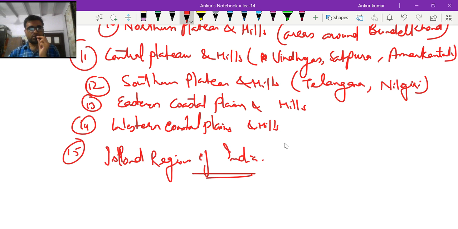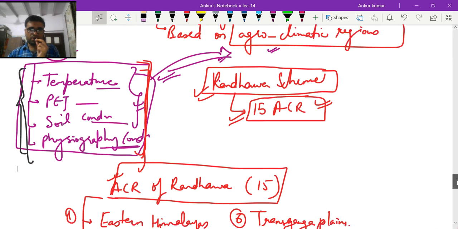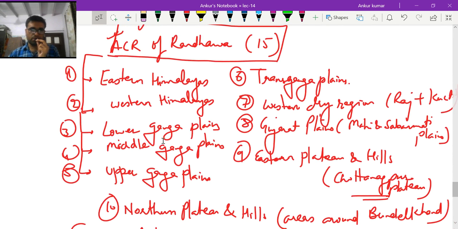Okay, so these are the 15 regions which were classified by Randhawa on the basis of local area prospect, right? So which were the local area prospects that we can choose? These are the local area prospects. And on this basis, the 15 regions that were identified are: Eastern Himalayas, Western Himalayas, Lower Ganga Plain, Middle Ganga Plain, Upper Ganga Plain, Trans Ganga Plains, and Indus Plains.